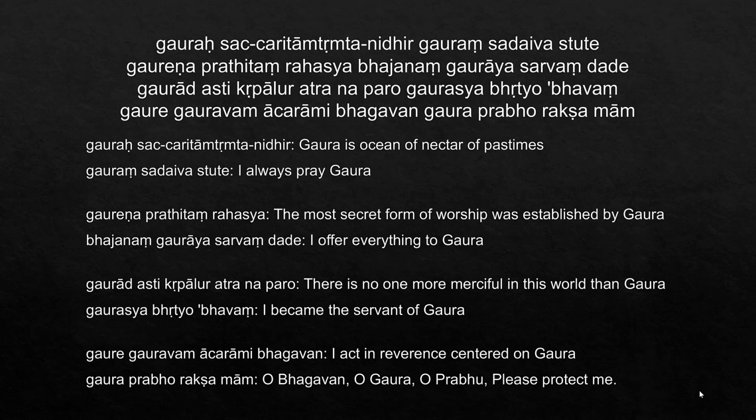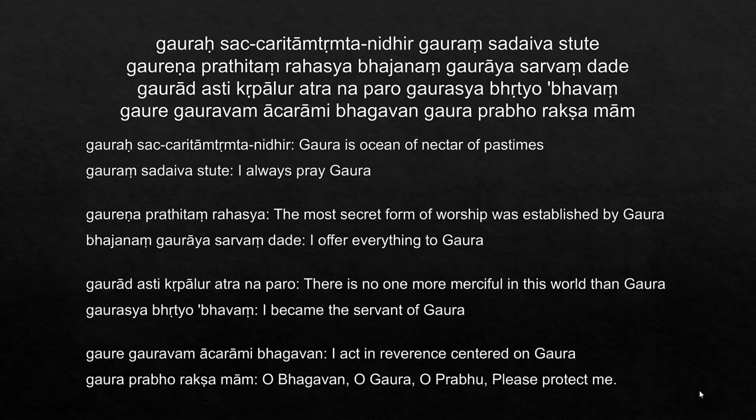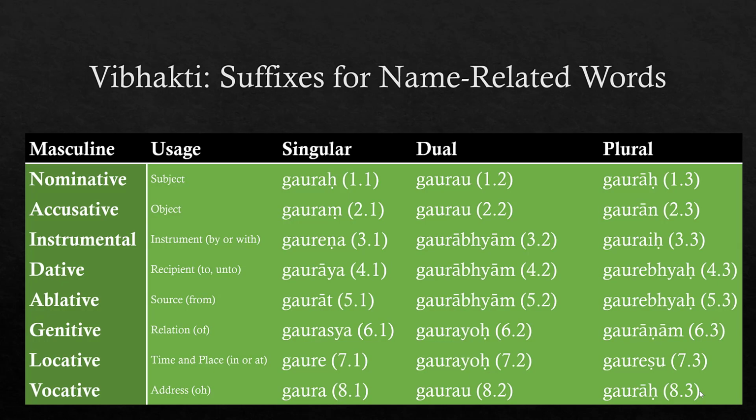Next one, Gaurasya brityo abhavam. I became the servant of Gaura. So, in relationship with Gaura, that is number 6, Gaurasya. Next one, Gaure gauravam acharami bhagavan. I act in reverence centered on Gaura. The first one is Gaure, and the next one is Gauravam. Gauravam means reverence, so my reverence is centered on Gaura. If something happens on or at, it becomes the 7th line, which is Gaure.